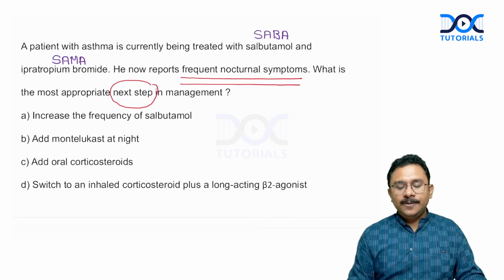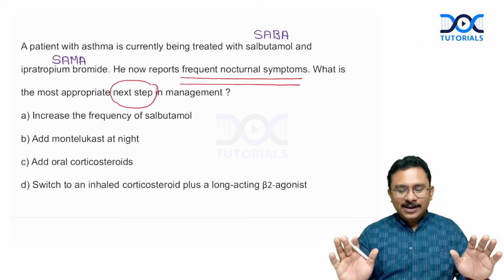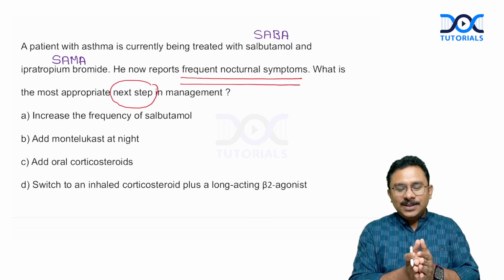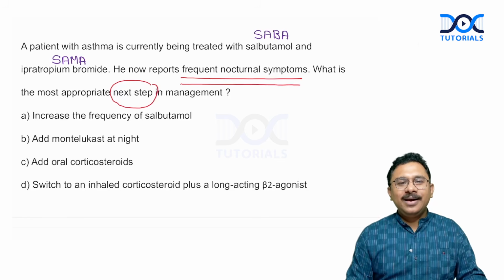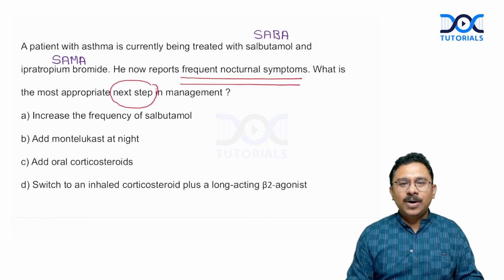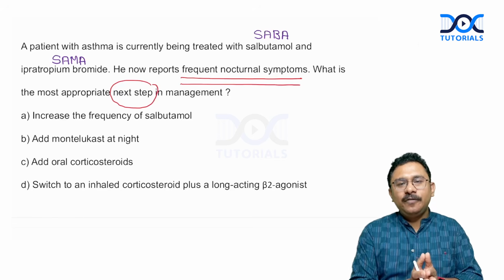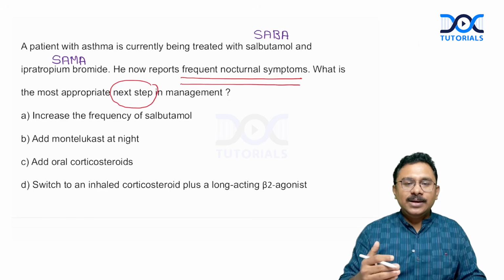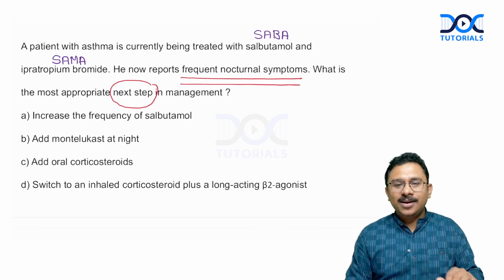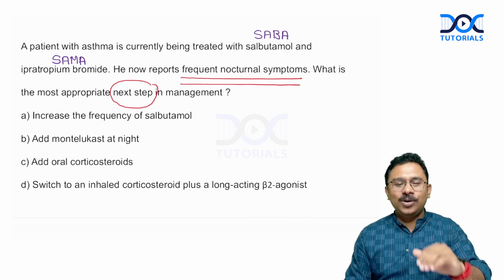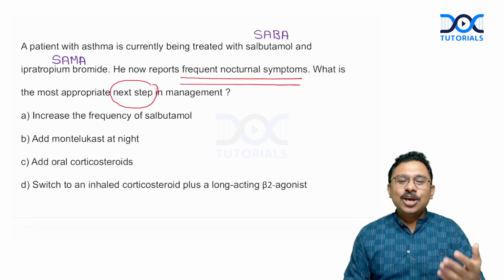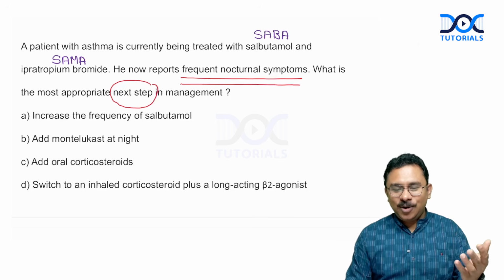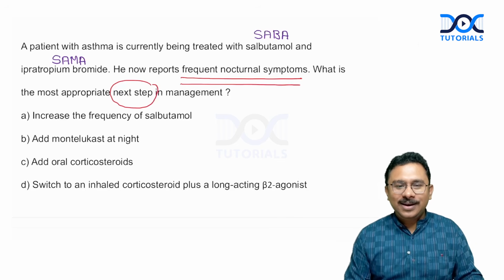So what should be done? Having said that, I think the management of the patient so far is not according to the protocol, and I'm sure that my students already know about the management of bronchial asthma as per the GINA guidelines. So this is not the recommended strategy that has been followed in this particular patient so far, but they're asking you what is the next step, or you want to go for the appropriate next step.